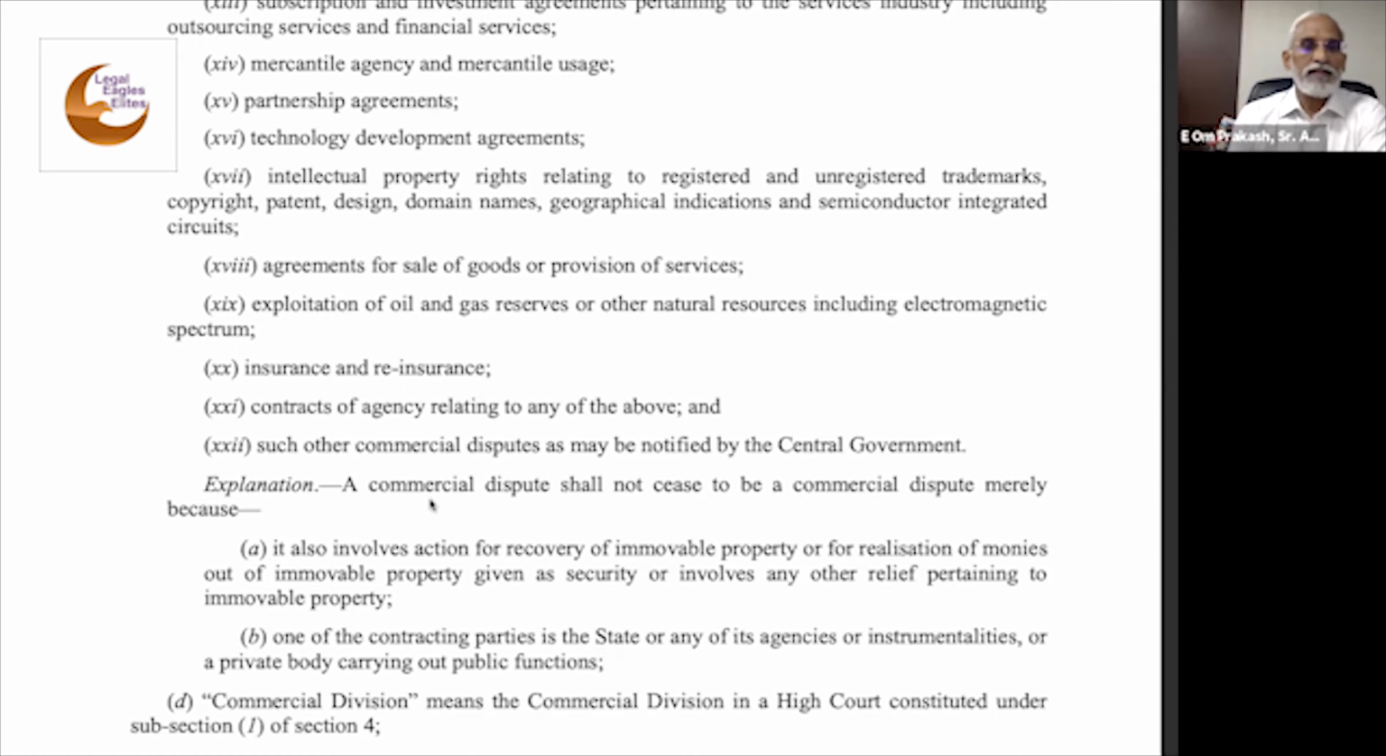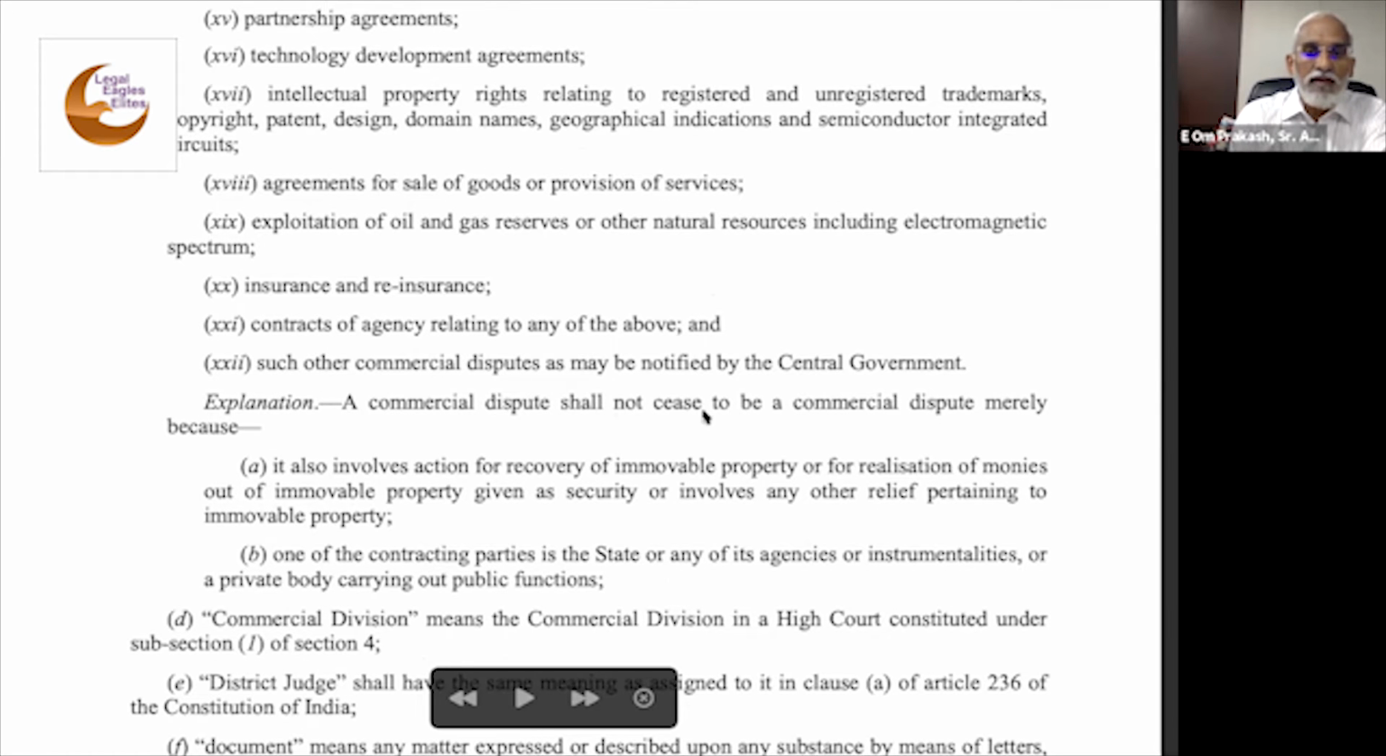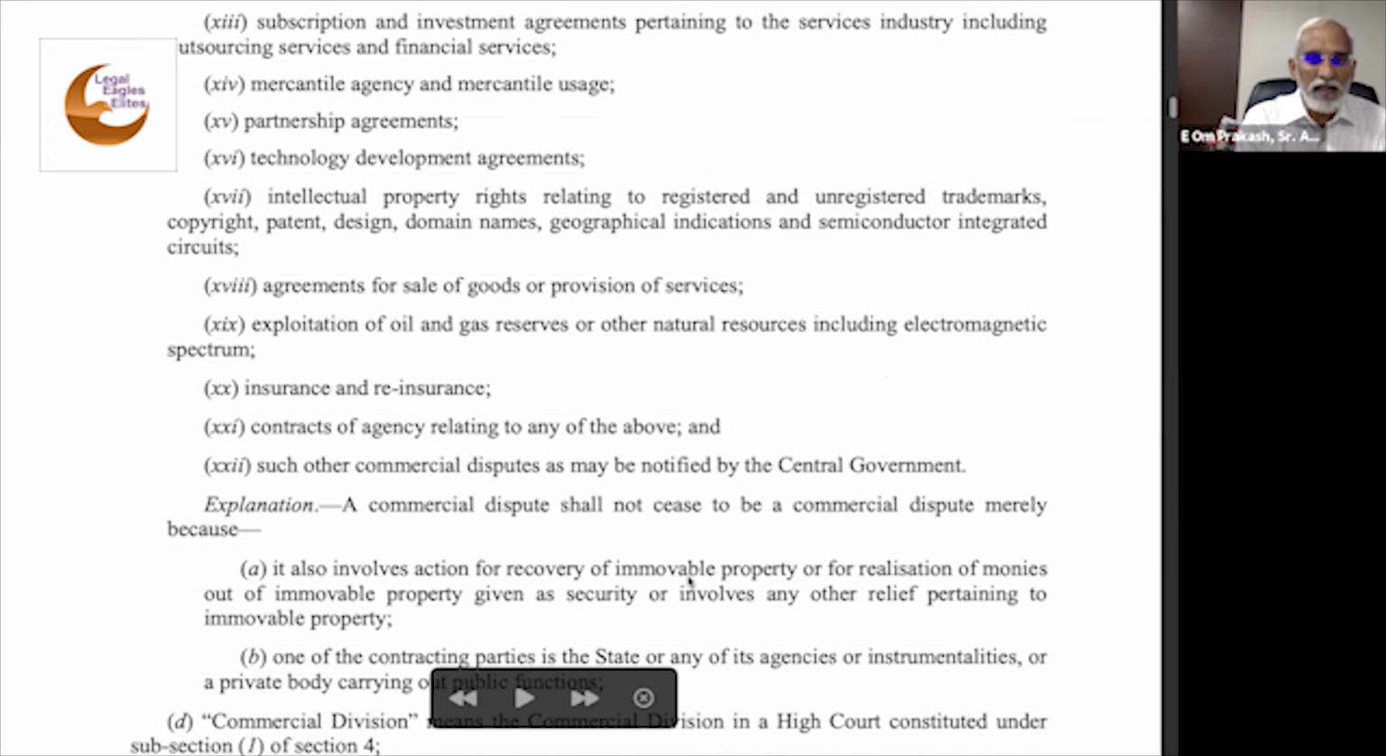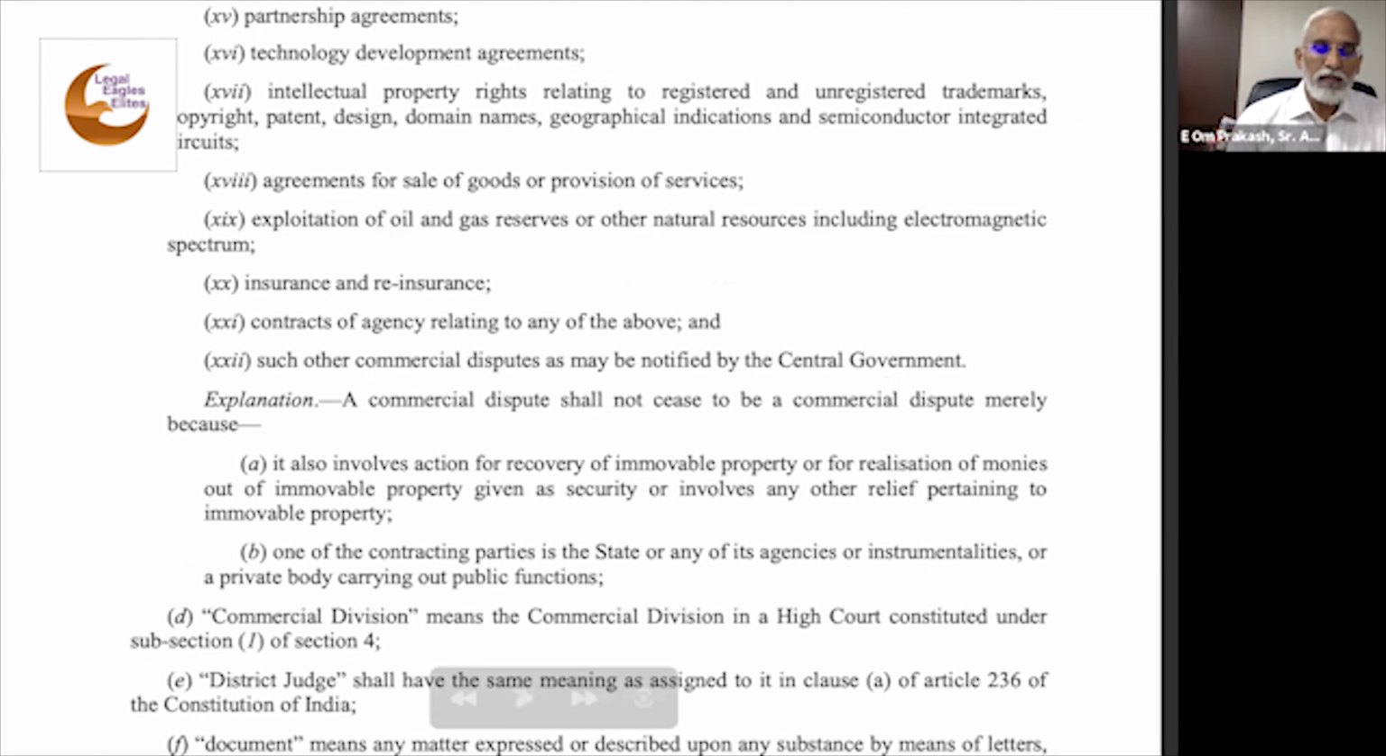Then interestingly, there is one explanation to this. The explanation says, a commercial dispute shall not cease to be a commercial dispute merely because of two limbs. One, it involves action for recovery of immovable property or for realization of monies out of immovable property given as security, or involves any other. So therefore, if a suit involves only recovery of money, by virtue of that, it doesn't cease to be a commercial dispute. If it is for recovery of immovable property, and if such immovable property is a commercial property, as I said in the earlier portion where they said agreements relating to immovable property used exclusively in trade and commerce, then even if the suit is only for recovery of immovable property, it is a dispute to be reckoned within the commercial dispute.